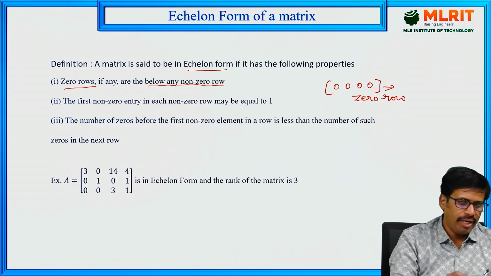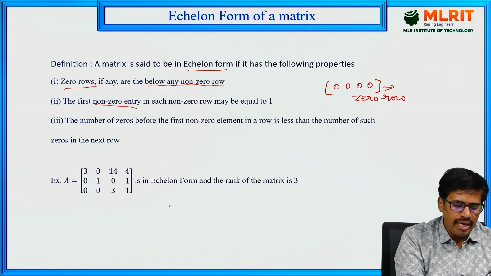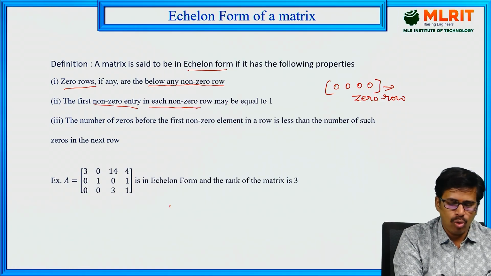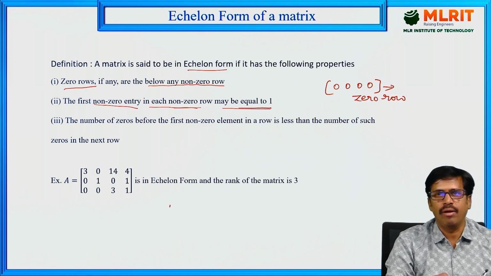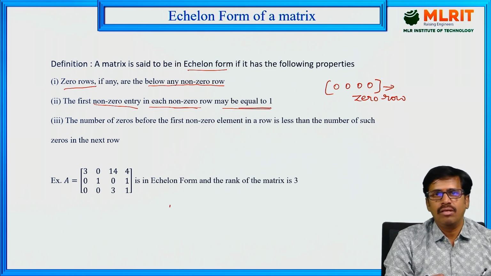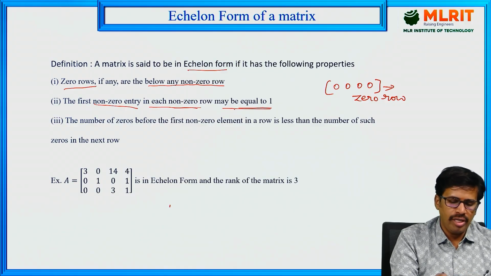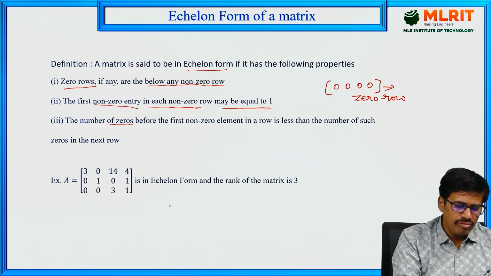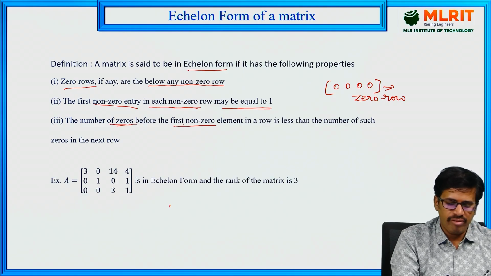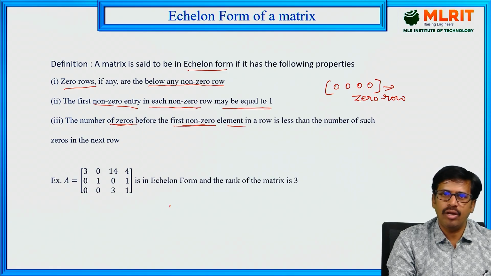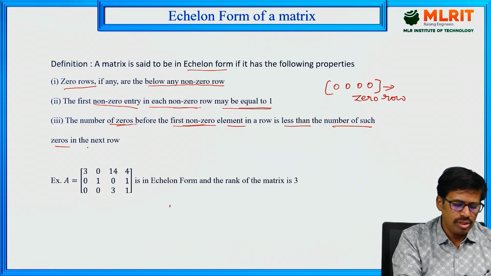Next, second point, the first non-zero entry in each non-zero row may be equal to 1. It's not compulsory. If it is equal to 1, then we can easily find the echelon form. Third point, the number of zeros before the first non-zero element in a row is less than the number of such zeros in the next row.